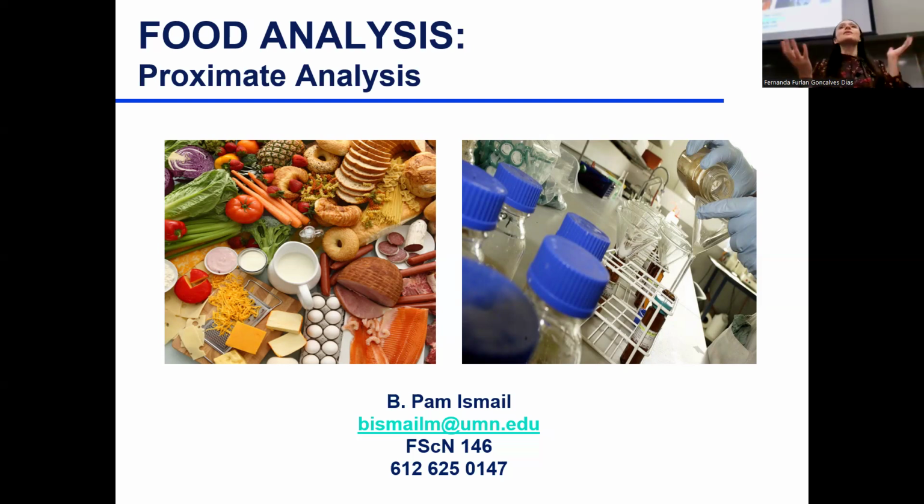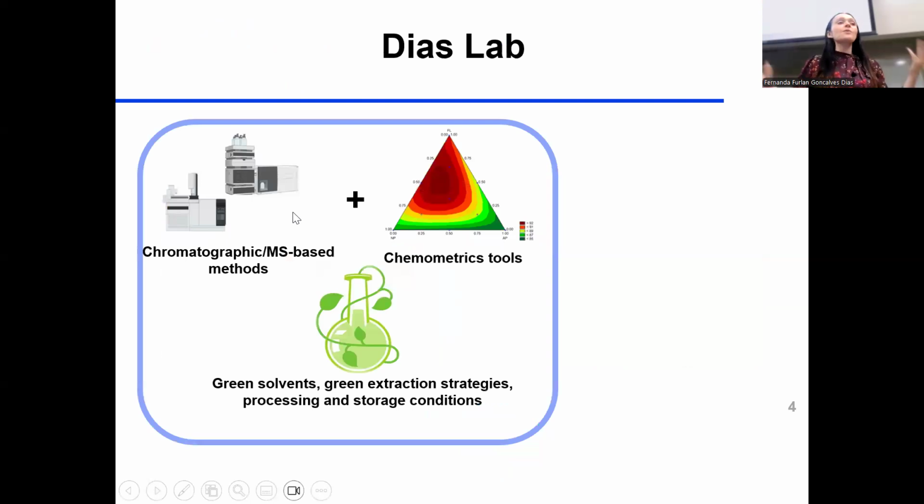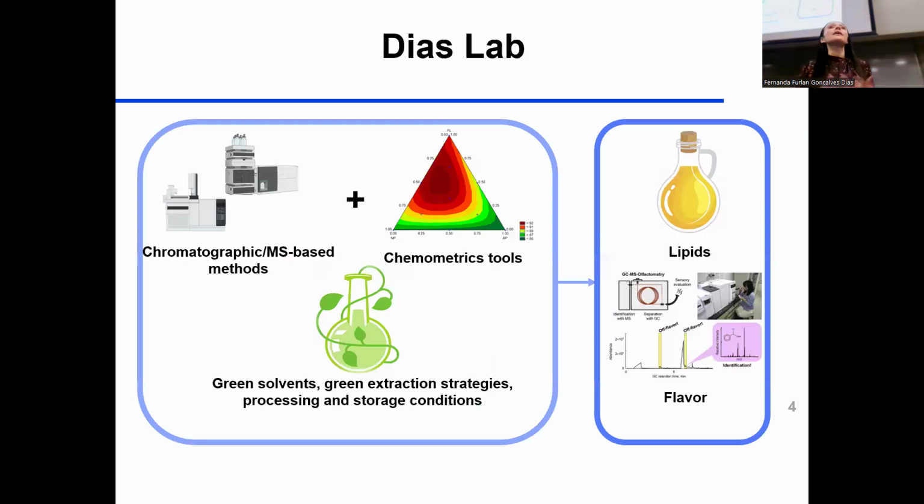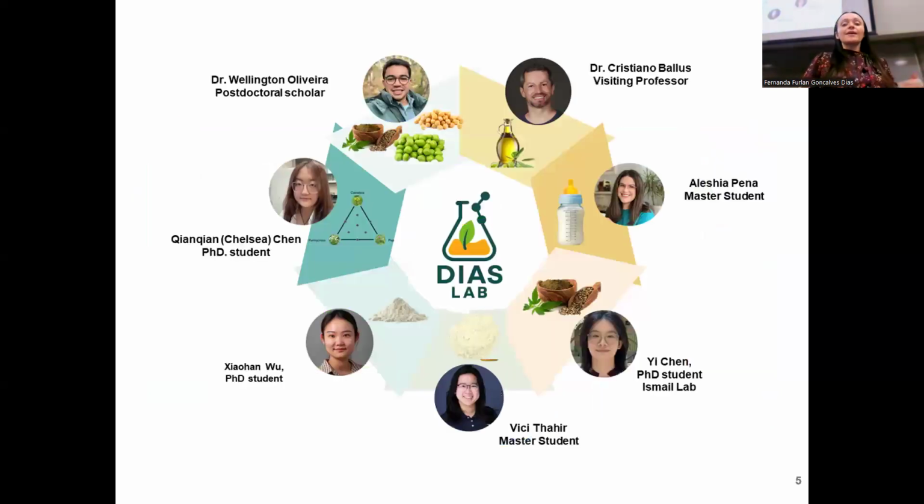Before we start that, you all know me, but I'll say a little bit about what we do in my lab, just so you have an overview. I'm an assistant professor of analytical and food chemistry. My name is Fernanda Diaz. My lab uses chromatographic and mass spectrometry-based methods associated with chemometric tools to understand the effects of processing, storage, and lipid and flavor. We work on how lipids affect flavor and flavor formation in food.